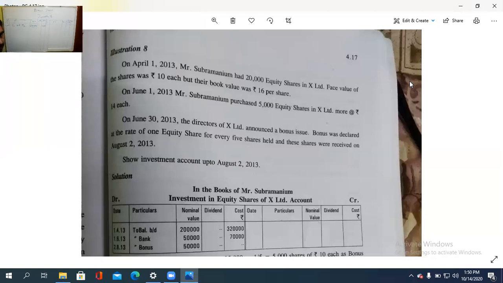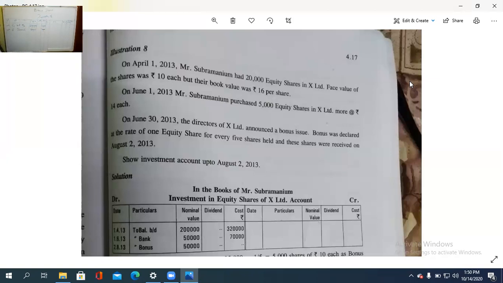20,000 into 16. On June 1, 2013, so 1/6, they purchased 5,000 equity shares in X Limited. So, to bank, purchase 5,000 at rupees 10. So it is 50,000, isn't it? Then 16 into 5, 14 into 5 we need to take. Why? Because 5,000 into 14, that is rupees 14 each. Instead of 10, 14 മേടിച്ചു. Okay, so the principal value will be 70,000.